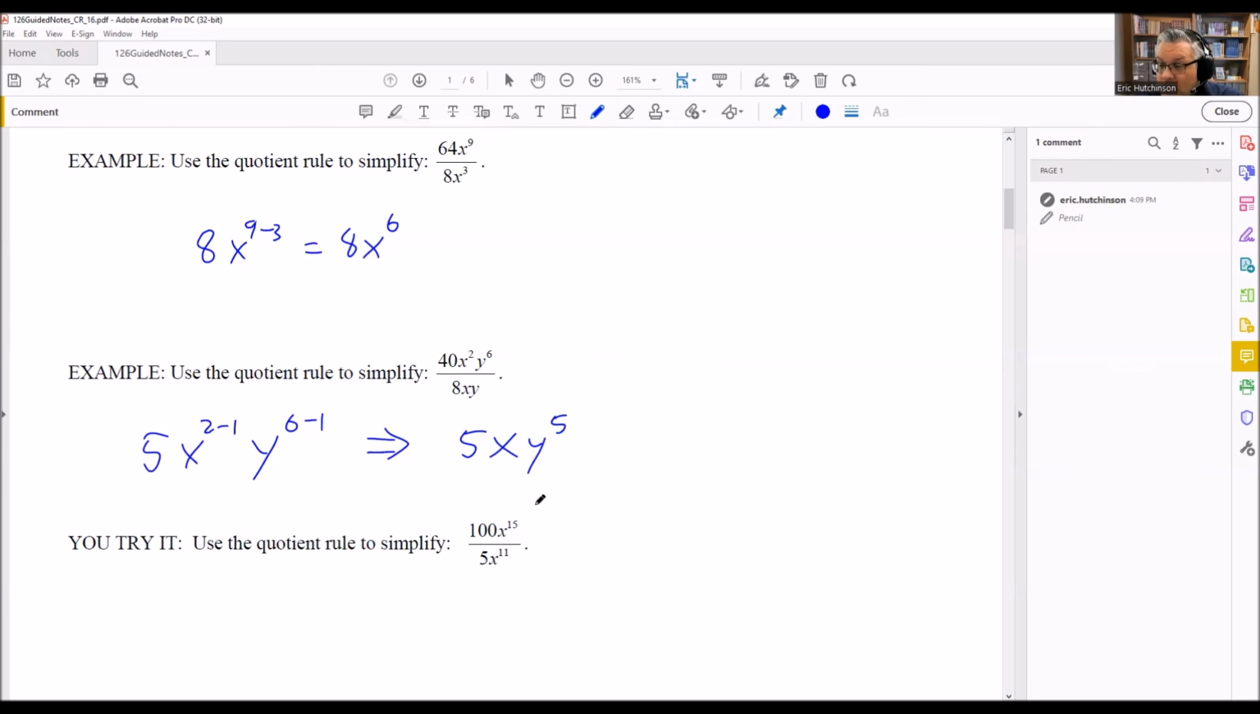Let's do one more. We have 100 over 5. We're going to do that first, and we get 20. And then you're going to do the top power minus the bottom one. So both the x's turn into 1x. 15 minus 11 is 4, which means that when I simplify this, it's going to be 20x to the 4th power, and that would be your final answer.